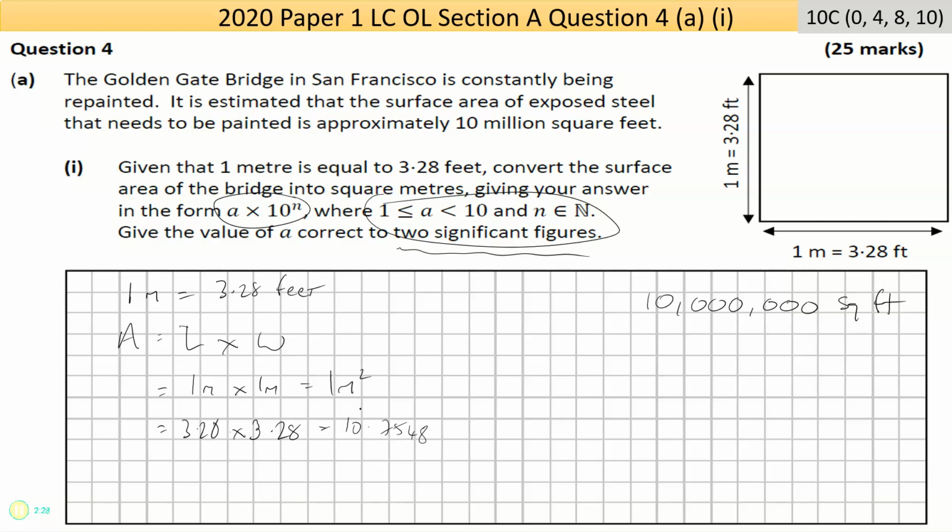10.7548. Now, if you make the connection there, these are two different units, but this is the area given in meters squared. This is the area in square feet. So they're equal to each other. So 1 meter squared is equal to 10.7548 square feet. That's a valid statement.